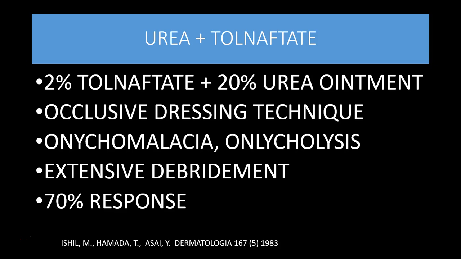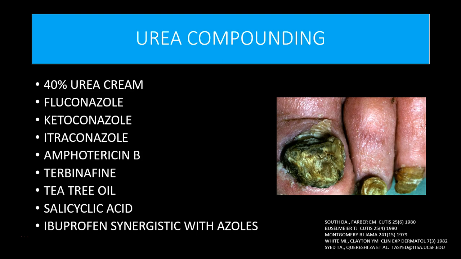Again, what's nice about urea is it softens the nail and causes an onychomalacia. It separates the attachment of the nail plate and nail bed. It allows a very aggressive, pain-free debridement of the nail, and a very substantial response to treatment with urea with tolnaftate has been reported. One can also utilize urea as a compound. I have done this for many years, utilizing a base of 40% urea. One can add to that the preferred topical antifungal of choice.